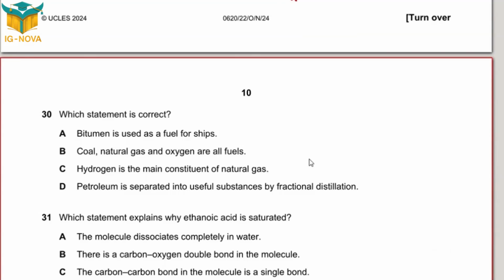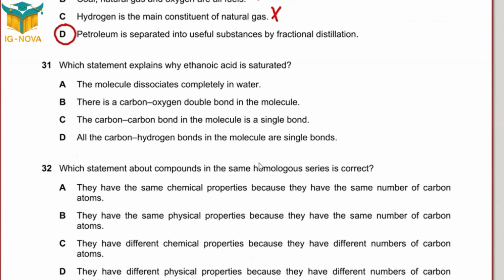Bitumen is used as fuel for ships. This is a mistake. Wrong. Coal and natural gas and oxygen are all fuels. Oxygen is not a fuel, so wrong. Hydrogen is the main constituent of natural gas. Mistake. It's methane, so wrong even without reading the rest.